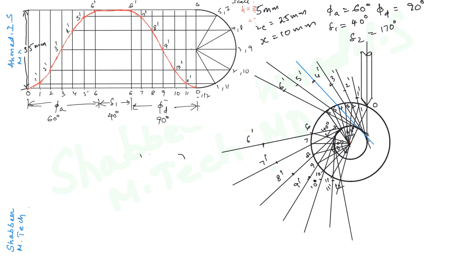Now join the points starting from 0, 1', 2', 3', and so on by a smooth curve, up to this point 12 here. So draw this smooth curve with freehand.